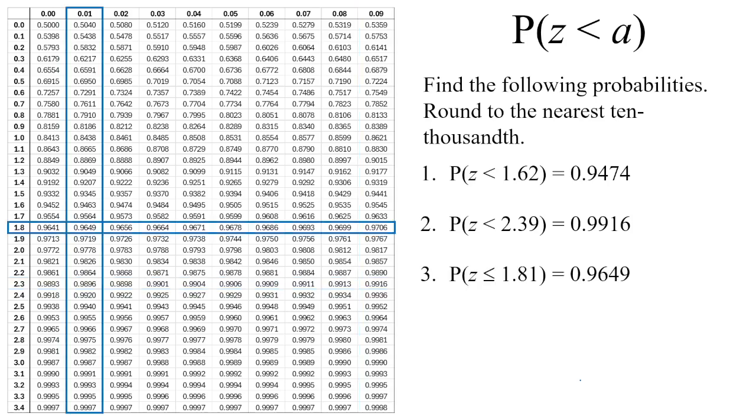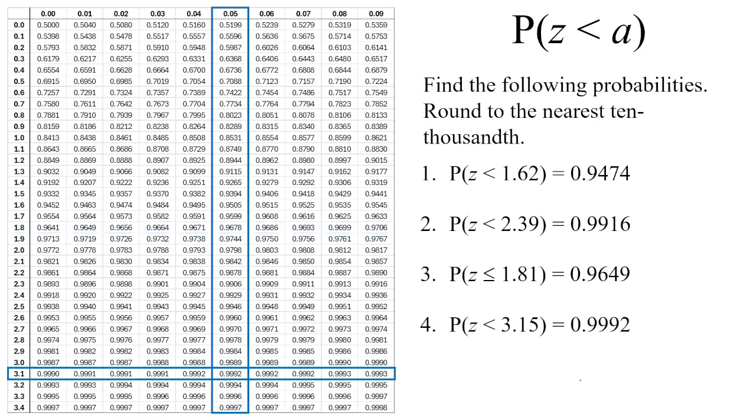The probability that z is less than or equal to 1.81 is 0.9649. The probability that z is less than 3.15 is 0.9992. So again, when you use the z-chart, you look at the row and you look at the column, and where they intersect is the probability.